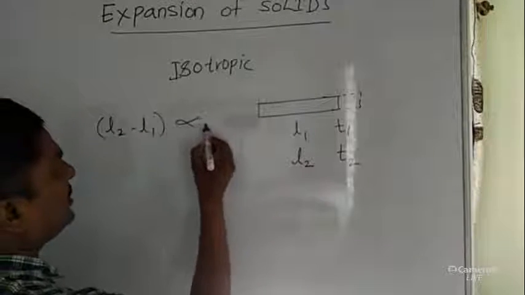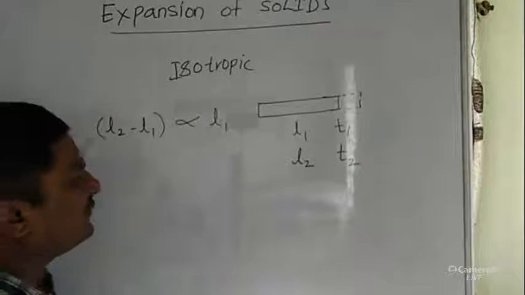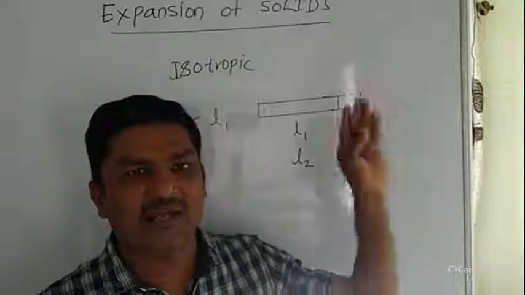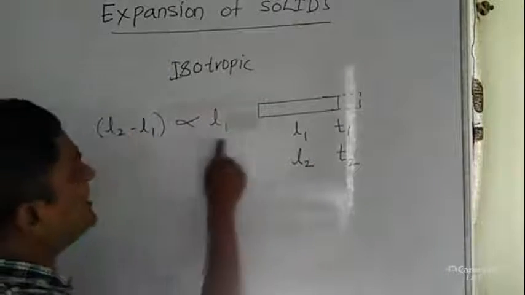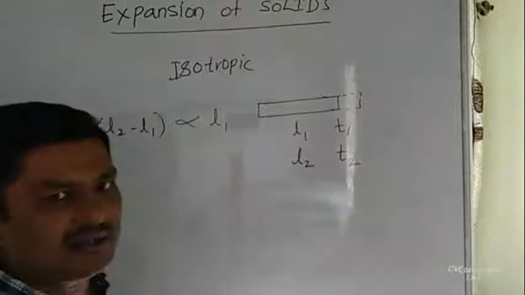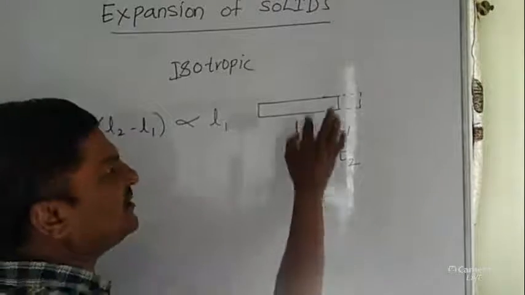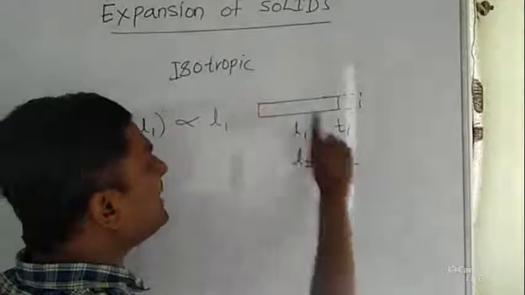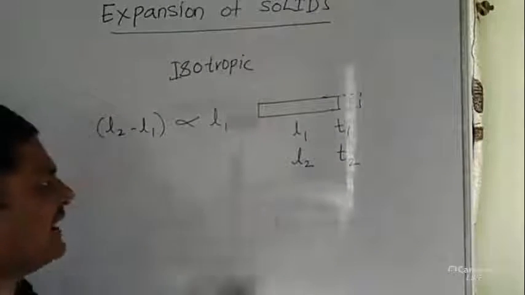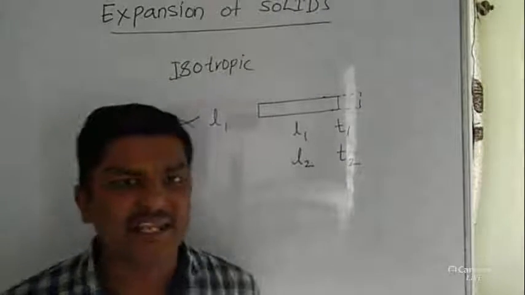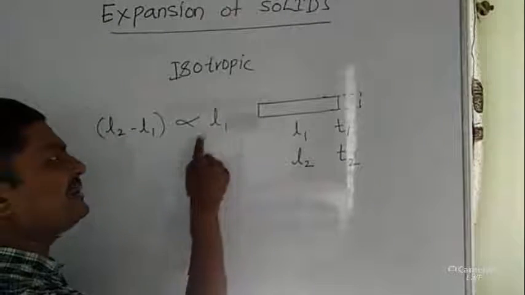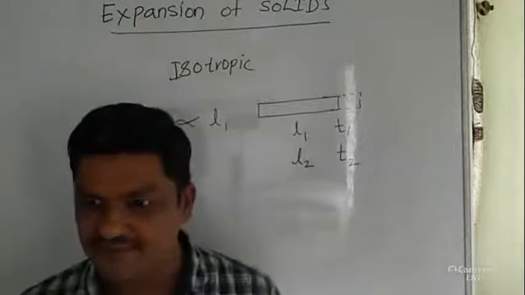Experimentally it is observed that the linear expansion, L2 minus L1, is proportional to the initial length when the nature of the material and the change in temperature are kept constant. That is, with the temperature difference constant for the same type of material, the linear expansion in the rod is directly proportional to its initial length.